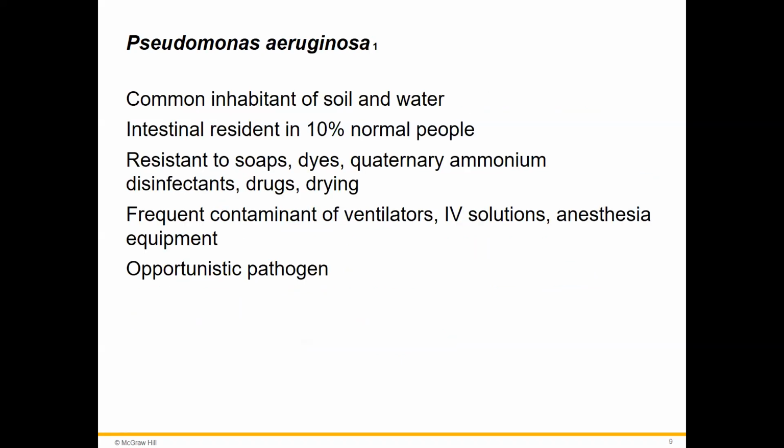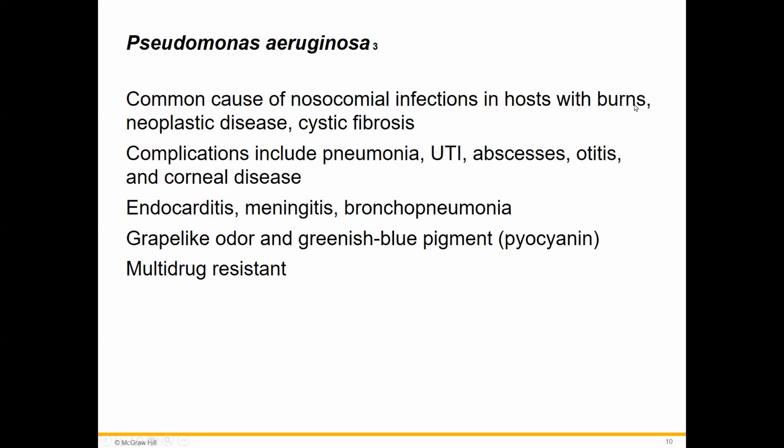We can see the specific species, Pseudomonas aeruginosa. This specific species can live in the intestine in 10% of normal people, so it can be opportunistic. It's resistant to a lot of things. We see it often in contaminants of stuff that we find in the hospital. So we often associate this as an opportunistic pathogen with hospital-based infection. It can cause issues with burns. It can cause issues in patients that are potentially immunocompromised. Oftentimes when I've seen this clinically, pneumonia and UTIs is what we commonly will associate with it, but abscesses, otitis, endocarditis, the list goes on and on.